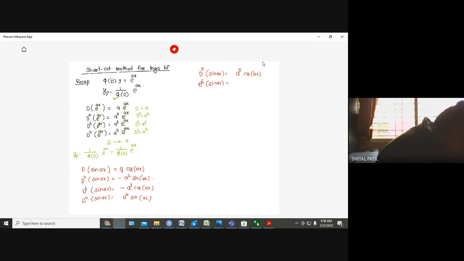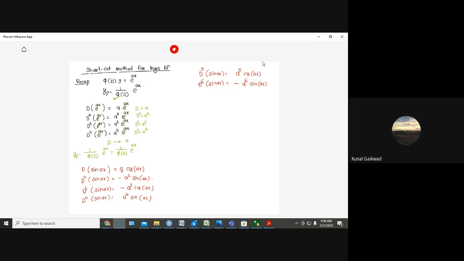it will be the derivative of cos, which is minus sine, and then the derivative of x is a, so a raised to 6. And now so on. Are you getting this, everyone? Yes.